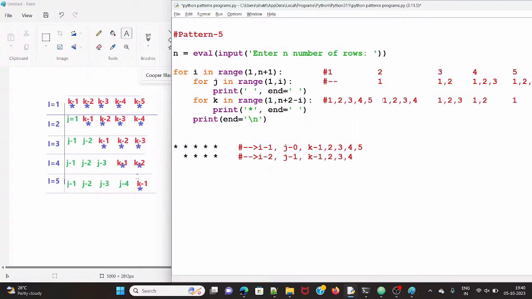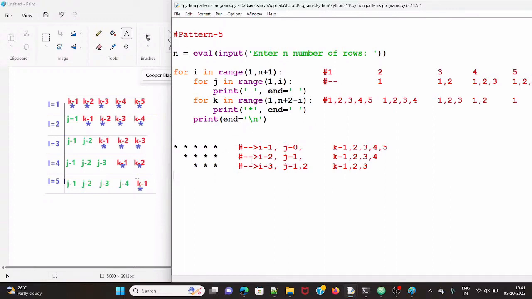Next one. So k, how many times now? k, 3 times. So k value 1, star space. k value 2, star space. k value 3, star space. Over. Now k also is over. Then go for a new line. Okay, here when I value 3, j iterated 2 times and k iterated 1, 2, 3 times only, guys. That's all.